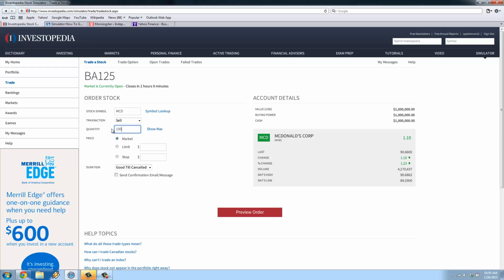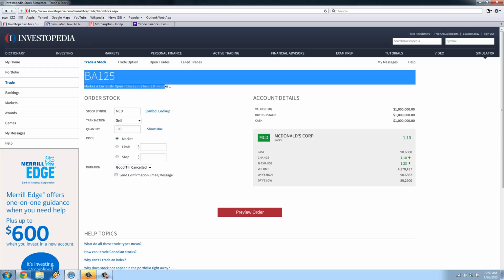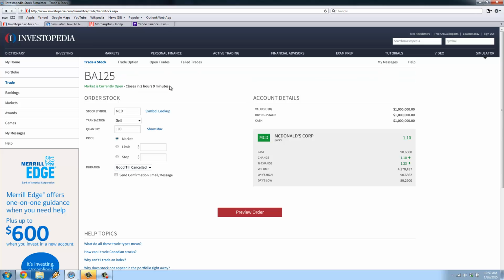You go ahead and click that, and then you're going to sell it at the market price, which is just what price it is at right now in the market. And then you're going to choose whether you want good till canceled or only want it to happen today, within the 2 hours and 9 minutes left by the end of the day for the stock market being open.